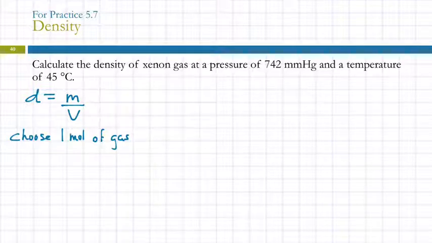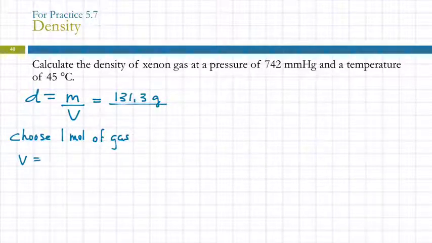Now I can calculate the mass, I can calculate the volume. Calculating the mass is actually pretty easy because it's just the molar mass. What's the mass of 1 mole of xenon? 131.3 grams. That's on the periodic table, right? The molar mass. I need to divide by the volume. How do I find the volume? Ideal gas law.